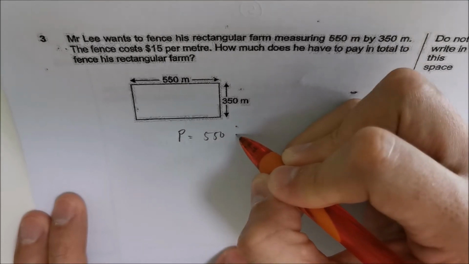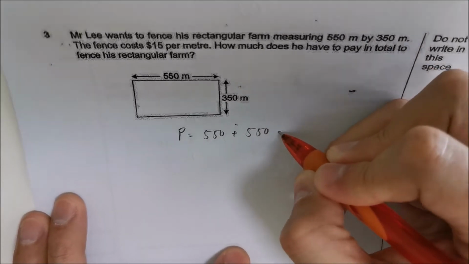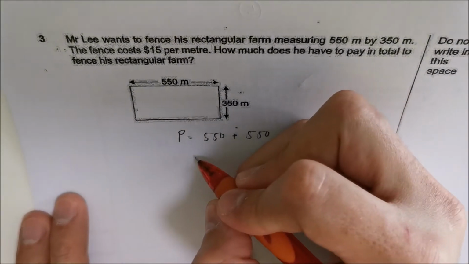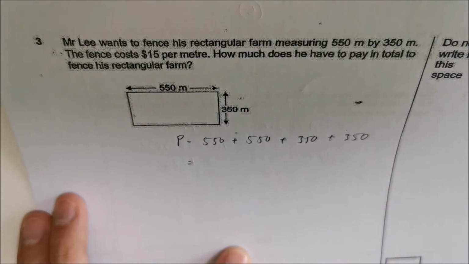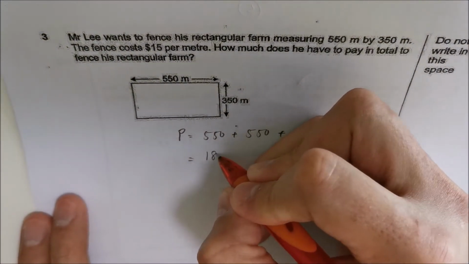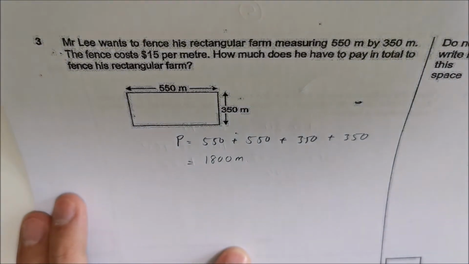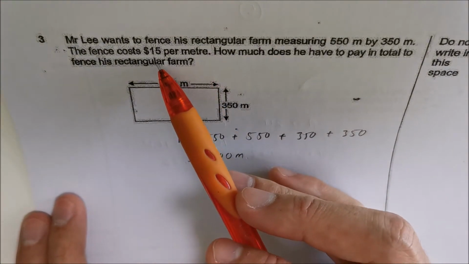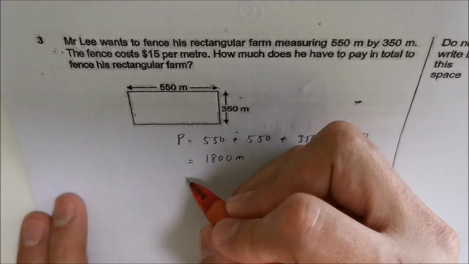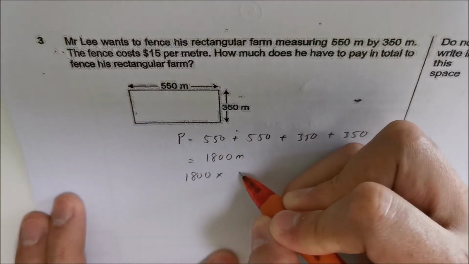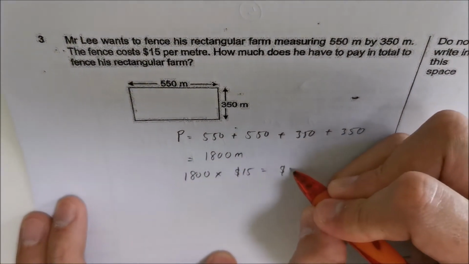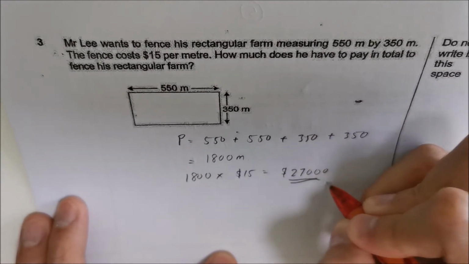Okay, so the perimeter equals to 550 plus 550 plus 350 plus 350. So add up all the 4 sides together. Okay, what do we get is this. We have 1,800 meters. So if 1 meter costs $15, the total cost for him to fence up his entire rectangular farm, isn't it just 1800 times $15? Okay, so the answer will be $27,000.